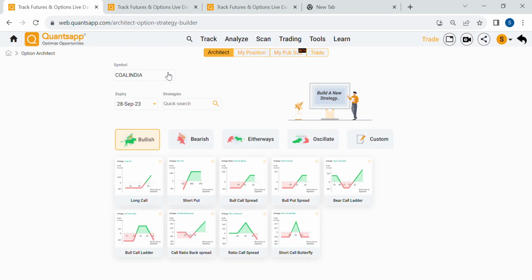So Options Architect is a free analytic for everybody who has signed up with Quantsapp. Obviously, a few of the features in Architect are under paid subscription, but the essential part through which we can check if the strategy is feasible enough to deploy is absolutely free.